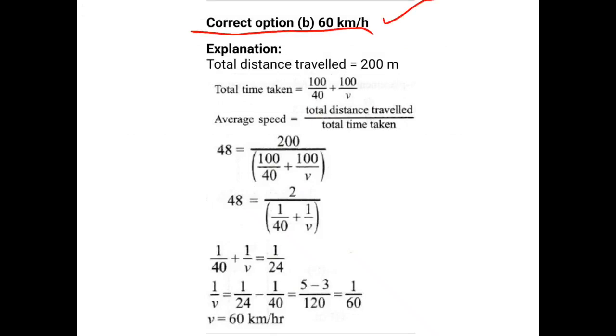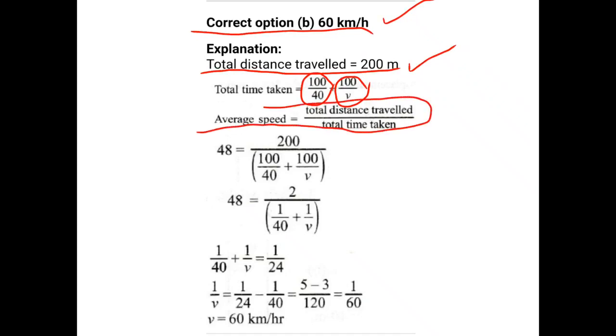How are we finding the total distance travelled? They have given in the problem 200 meters. Half of the distance is covered with 40 km per hour, so 100/40. The other half is covered with an unknown speed, which they have given as v, so plus 100/v. Average speed, we know the formula, is total distance travelled by total time taken. So total distance is 200, total time taken is 100/40 + 100/v. So you substitute this.